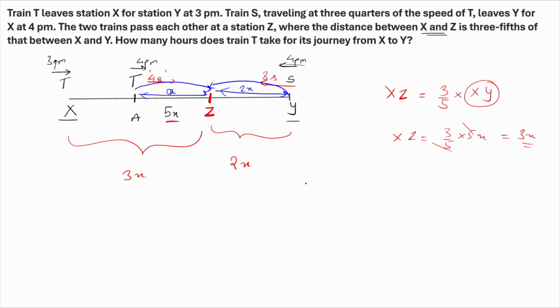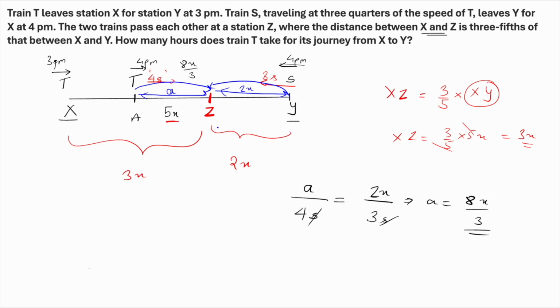So time is always equal to distance upon speed. So the time taken by train T to travel AZ is the distance A upon its speed 4s, and the time taken by train S to travel ZY is the distance ZY, which is 2x, upon its speed 3s. These two timings are equal, so we can equate the two. s will get cancelled out, and eventually I get the value of A. A here will be 4 twos are 8x by 3. So this distance A to Z is actually 8x by 3.